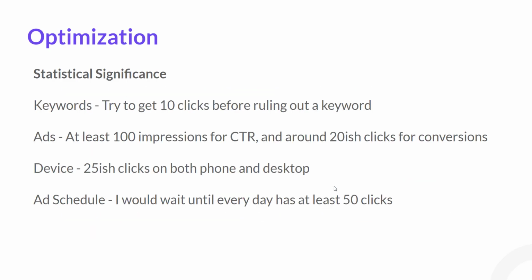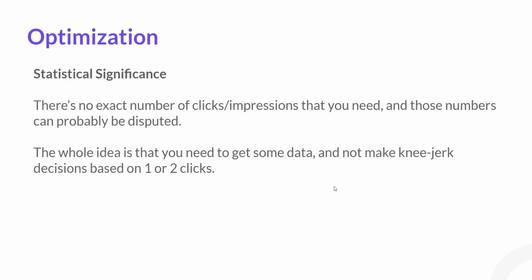And these are some rough ranges that I try to stick to figure out if something's working or not working. These are not set in stone by any means. I'm sure a lot of people will debate these, and to be honest, they're probably not officially statistically significant based on the definition of statistical significance. But the whole idea, again, is you just need to get data before actually making a call. If you're looking at keywords, you want to try and get at least like 10 clicks on a keyword before you rule it out and say like, all right, that keyword doesn't work. And there's some gray area there as well. So don't take these as this is exactly what it needs to be. But the whole thing is there's not an exact number. You need enough data before you make any knee-jerk decisions.